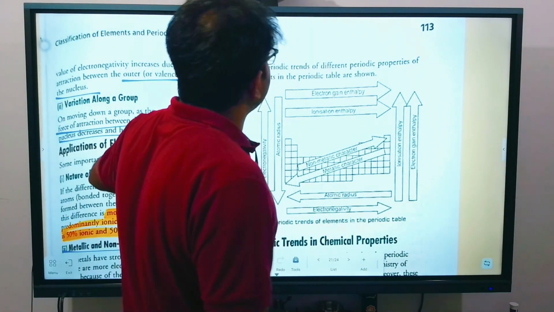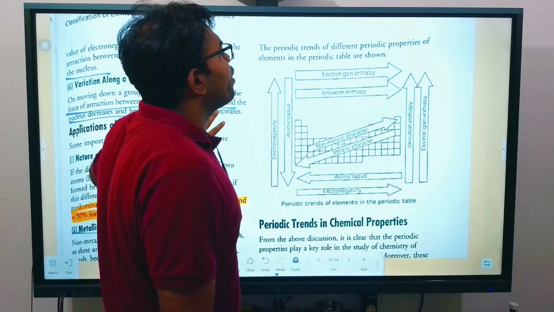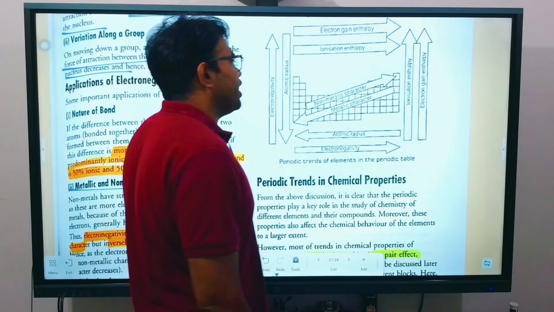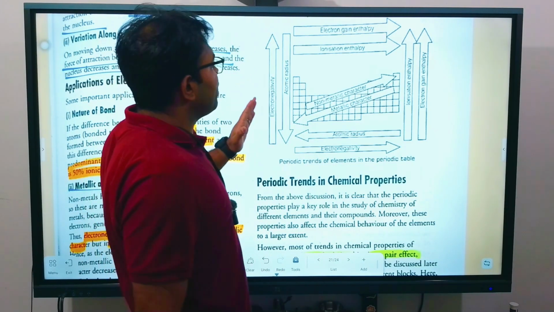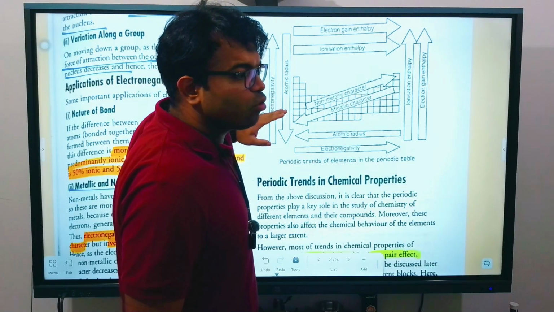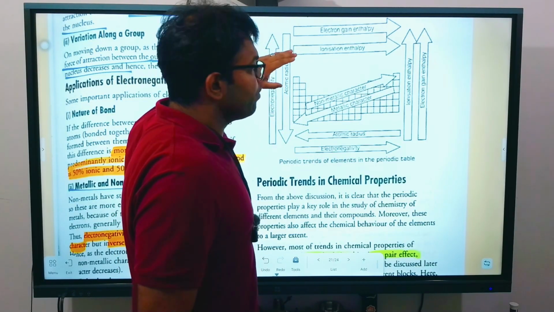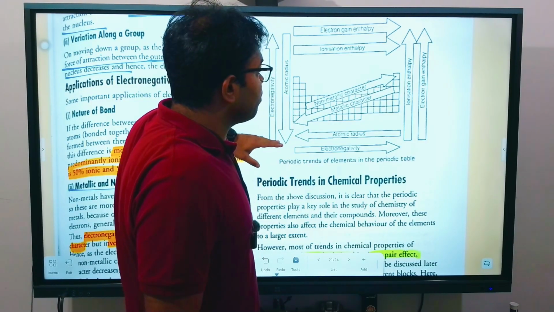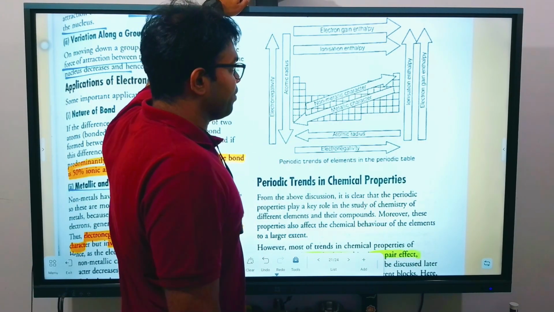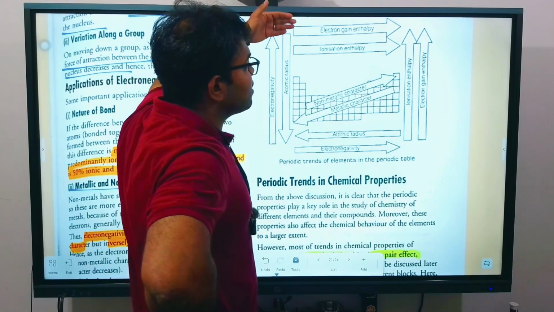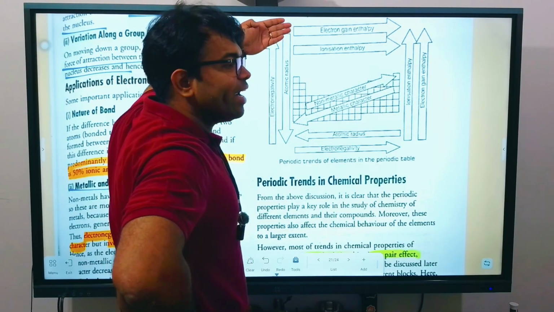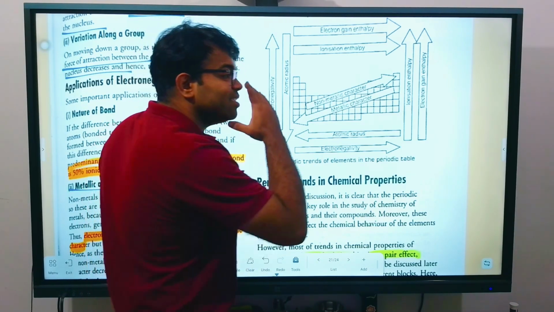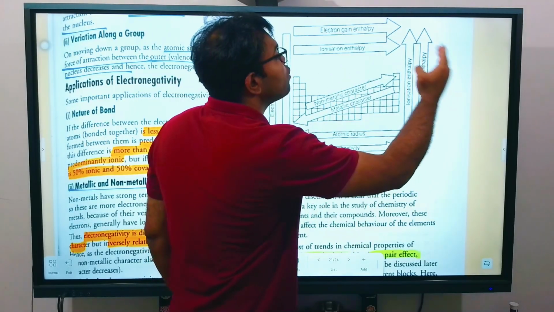Let's go. So the periodic trends of different periodic properties of elements in the periodic table are shown. Electronegativity increases when you go from bottom to the top, right? Because the shell sizes are decreasing, therefore electronegativity increases from the bottom to the top. Now, the atomic radius is in the exact opposite direction. Atomic radius increases as we go from the top to the bottom. The atomic radius decreases when we go from the left to the right.